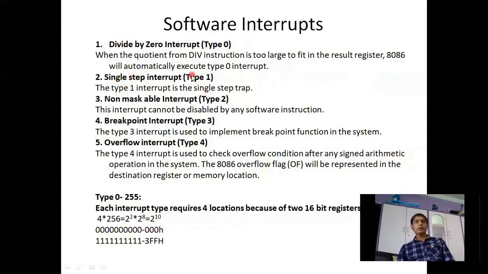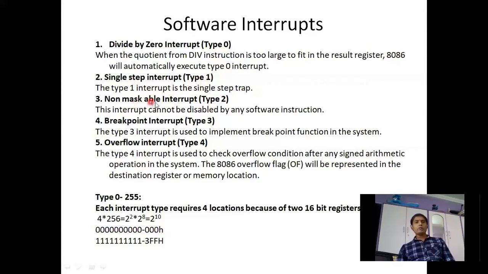Next is the single step interrupt, also called the type 1 interrupt. In the flag list I mentioned the trap flag. Whenever the trap flag is 1, the processor will enter into single step mode. To make that mode, the interrupt comes under type 1. So the single step interrupt, related to the trap flag, comes under type 1.